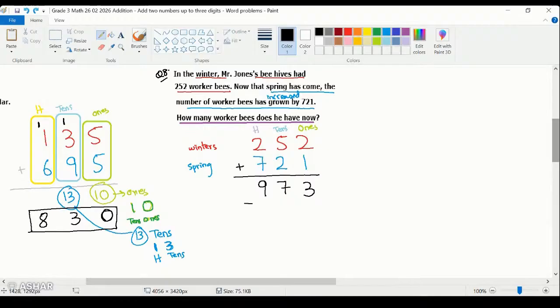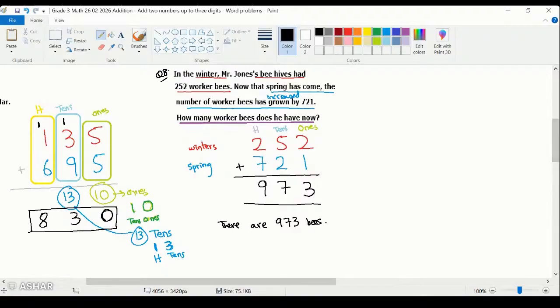So there were a total. So we can write the statement: there are 973 bees, right? No, Rupa? 973. Okay. The hundreds is the biggest value. Okay, we write 973.